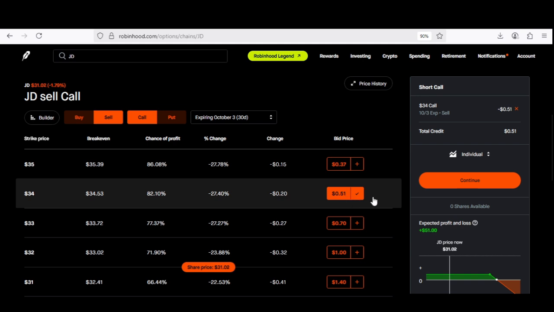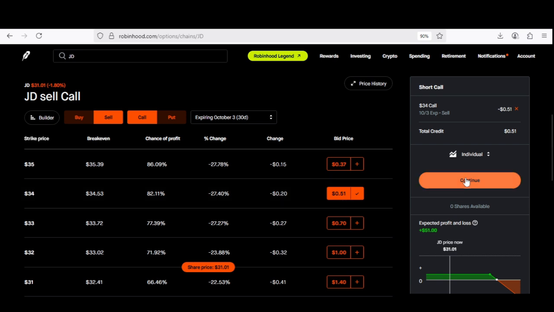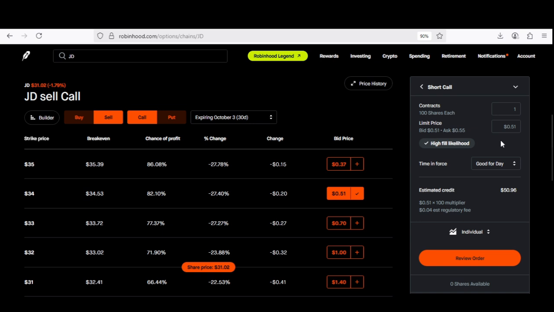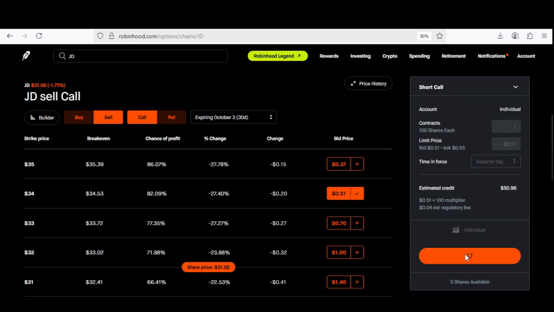Once again, we are dealing with options contracts, so we need to multiply our premium of 0.51 by 100 shares, and that gives us $51. I'm going to hit continue. I'm going to leave the price at the bid ask price in order for this to be filled. We hit review, and as you can see, the estimated credit I will be getting is $50.96, or rather $51. Once I hit review, I'll be getting this money into my portfolio right away.